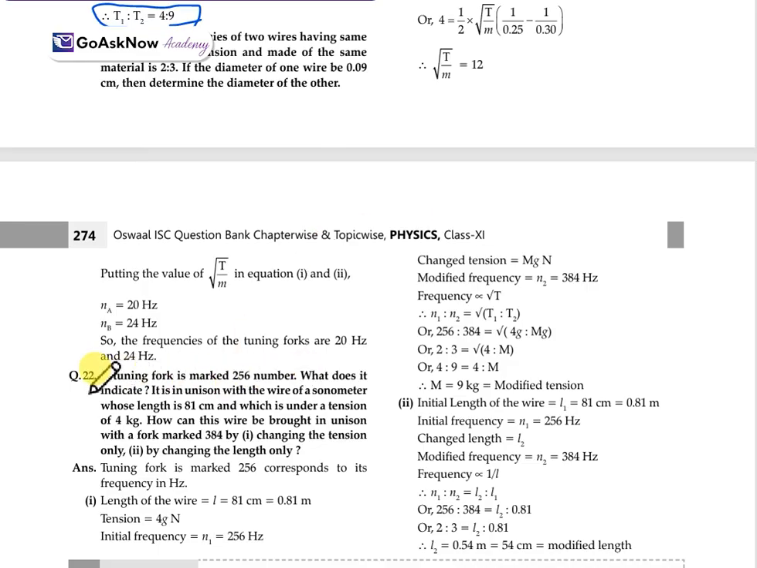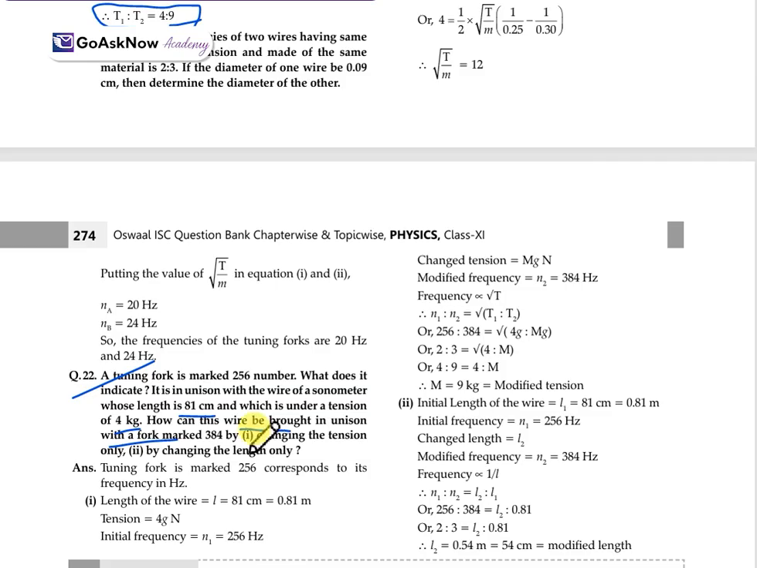A tuning fork of frequency 256 hertz is in unison with the wire of a sonometer whose length is 81 centimeter and which is under a tension of 4 kg. How can this wire be brought in unison with the fork of 384 hertz? The first condition is by changing the tension, and the second is by changing the length only.